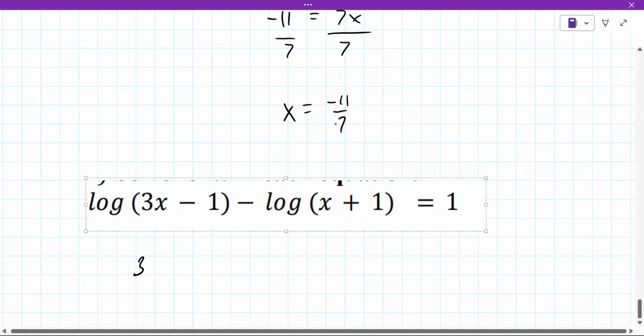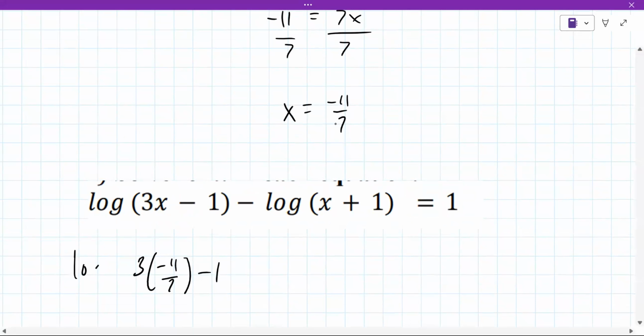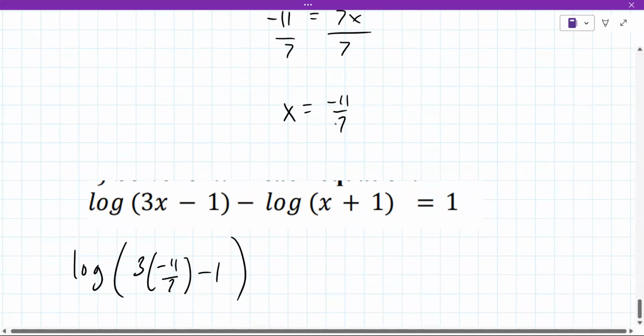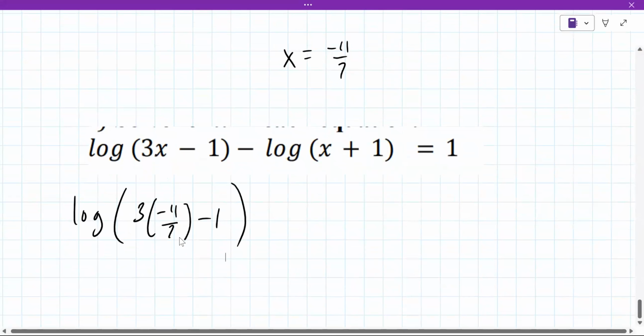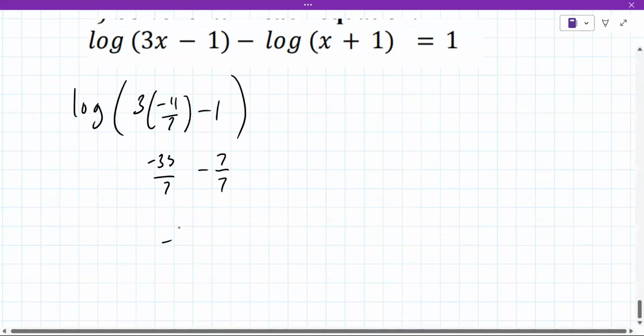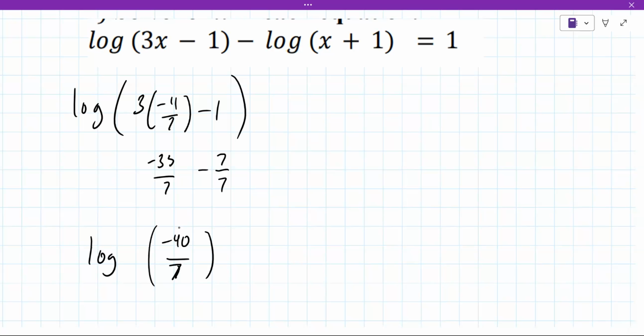Okay, well, 3 times negative 11 over 7 minus 1 ends up being minus 33 over 7 minus 7 over 7, which is minus 40 over 7. This is bad. You cannot take the logarithm of a negative. There is no solution here. No solution.